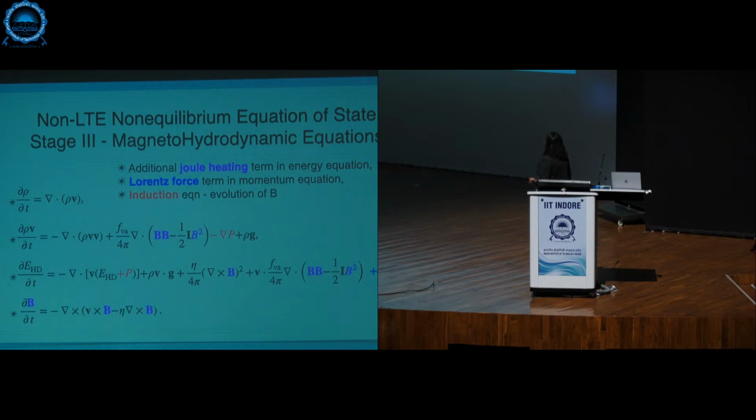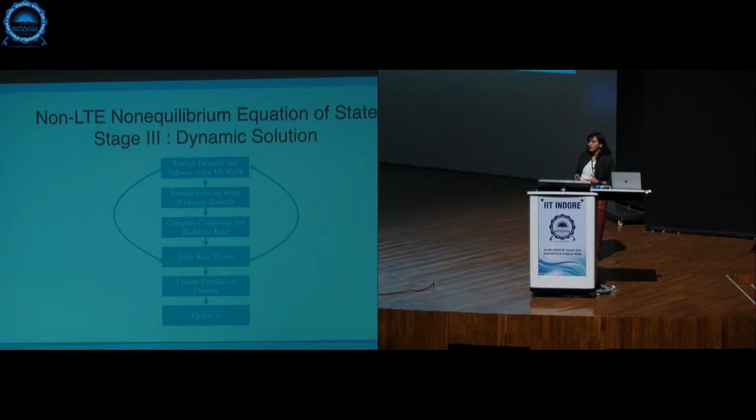When we include the magnetic field, there are additional magnetic heating terms in the momentum and energy equations, and there is also an induction equation. So, in the fully dynamical case, the same flow chart exists, but the loop has changed because we have to iterate between the magnetohydrodynamics and the radiative part. For every magnetohydrodynamical solution, we solve the radiative transfer equation and the rate system, and iterate all three nonlinear systems until convergence, and finally update the population densities and the time steps.